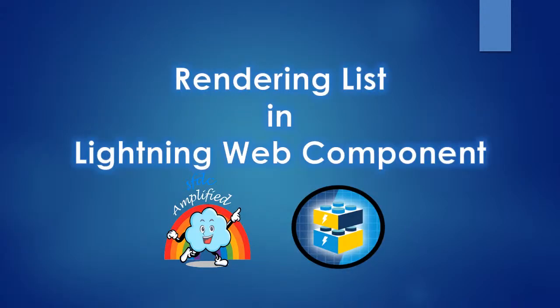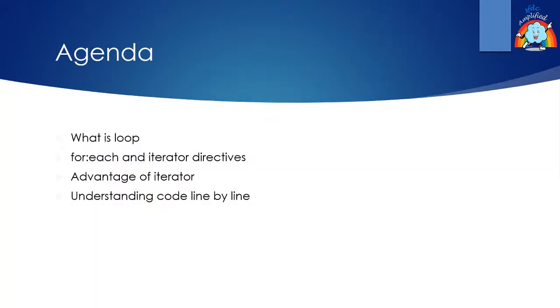Now we are coming to rendering lists in Lightning Web Component. So here we have to understand what is a loop, for each and iterator directives, and then the advantages of iterator, and we will be trying to understand the code line by line.